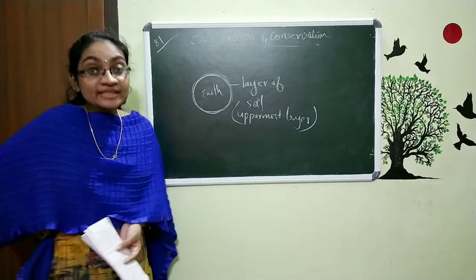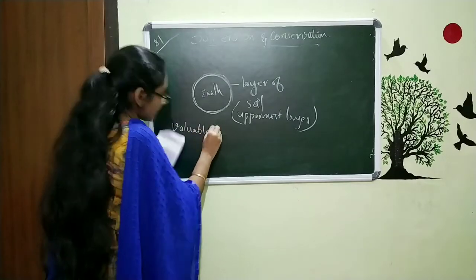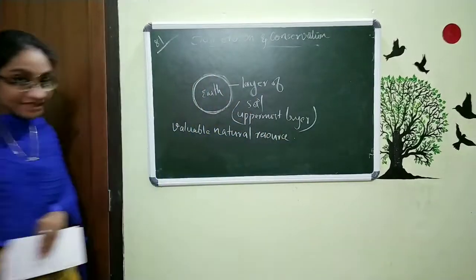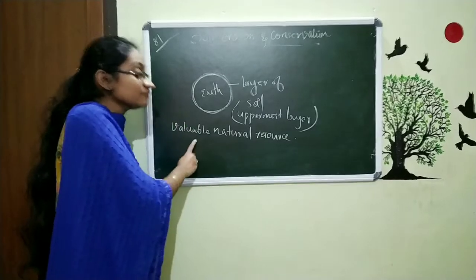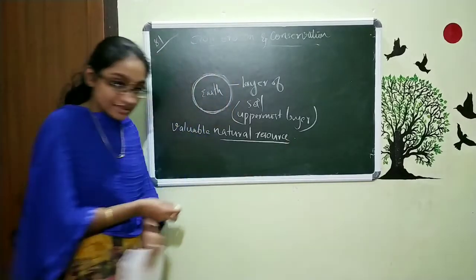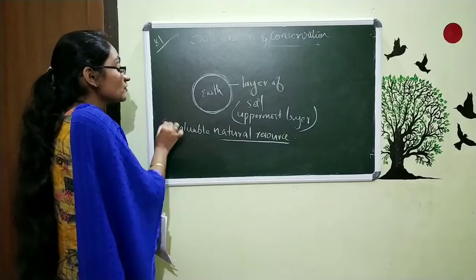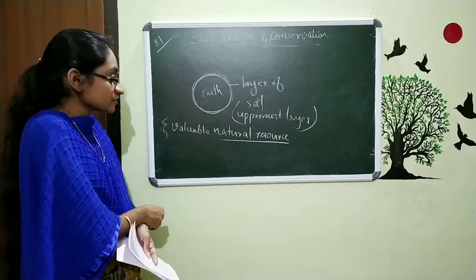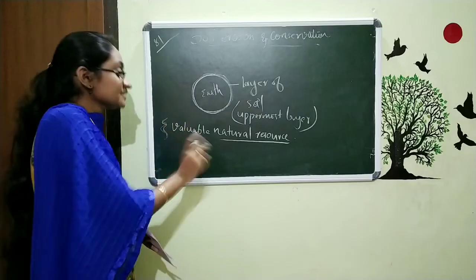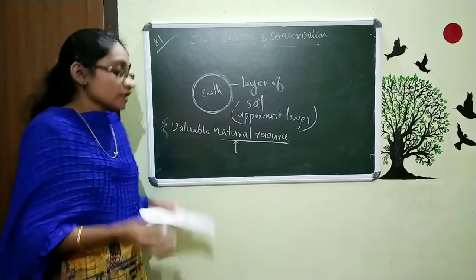Actually, we can say the soil is one of the most important or valuable natural resource. What is the meaning of this natural resource? Natural resource means the thing that is made by the nature itself. Valuable natural resource means it has too much value and that is very important. So that is the thing.